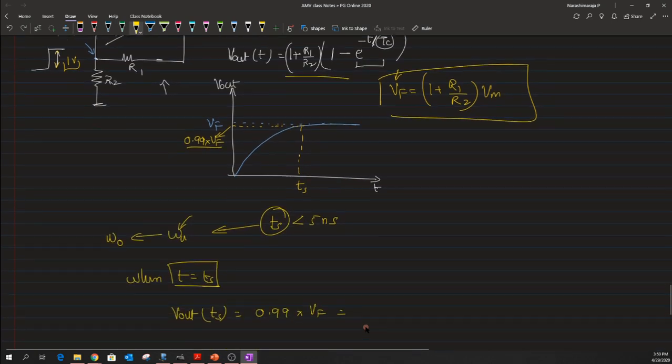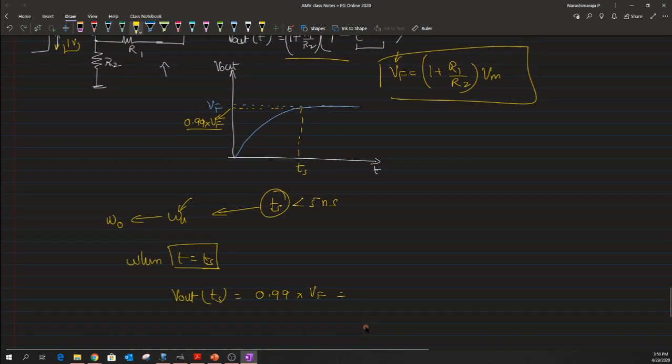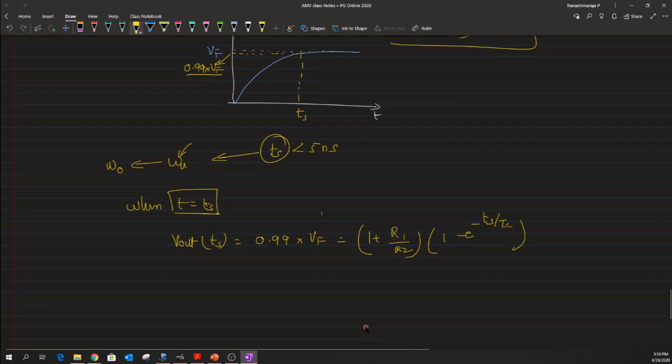So I'm just resubstituting this expression on the right side, which is 1 plus r1 divided by r2 into the exponential part, ts by tau c. Now there are a few common terms that could be cancelled out, because we know that this Vf is also written as 1 plus r1 divided by r2. So from both these quantities one could cancel out some of the common terms.